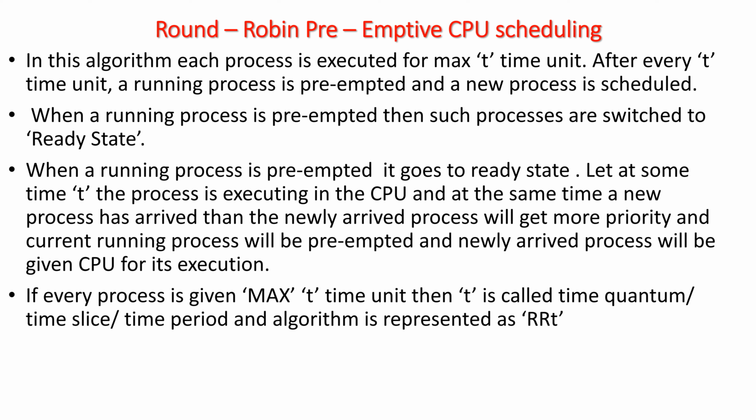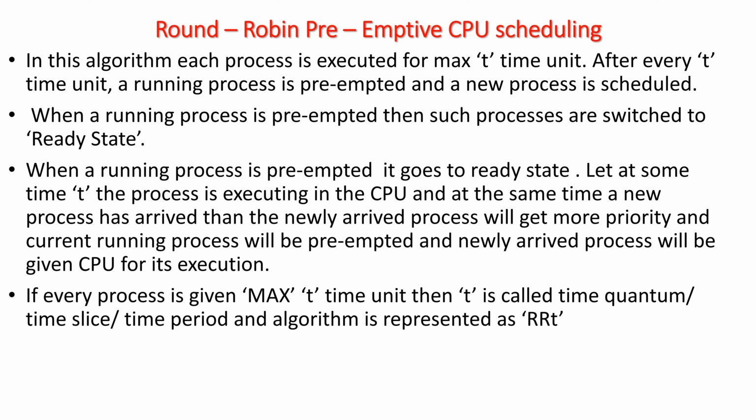So what is round robin preemptive CPU scheduling? Basically, in this type of CPU scheduling, each process is executed for a maximum of T time units. This T time unit is also called the time quantum or time slice, that is, each process is given a maximum of T quantum to execute in the CPU. And when a running process is preempted, that process is kept in the ready queue. And after the T time quantum, a new process gets the CPU for its execution.